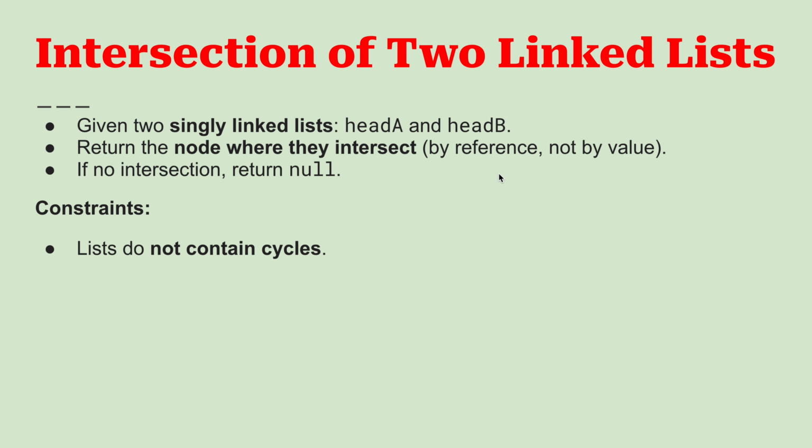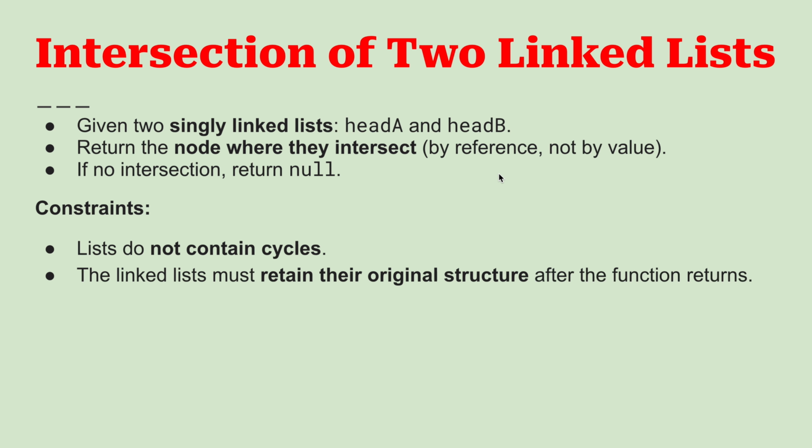The constraints say that the lists do not contain a cycle, and the linked lists must retain their original structure after the function returns. But I'll suggest that you should go through the problem statement completely, up to the constraints we have been given, and then watch this video, right? So you will understand what I'm trying to say in this example.